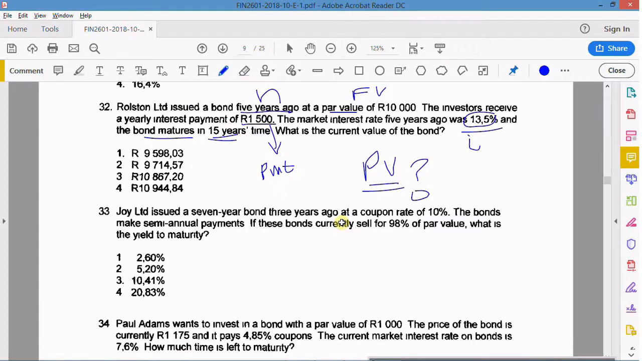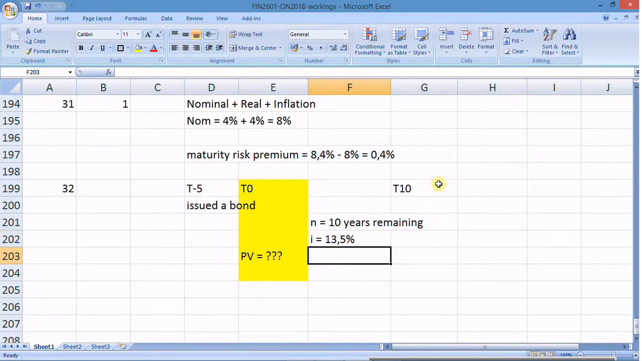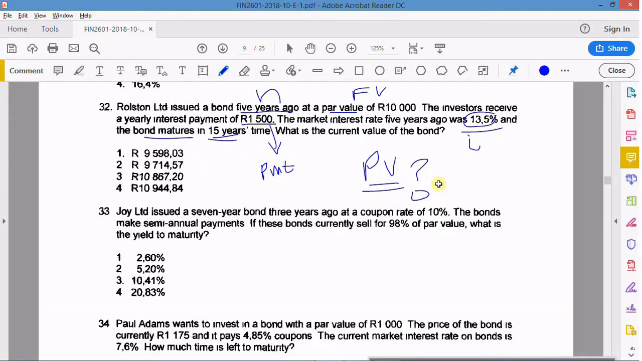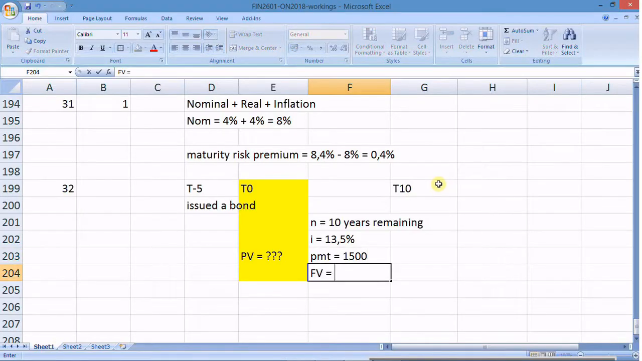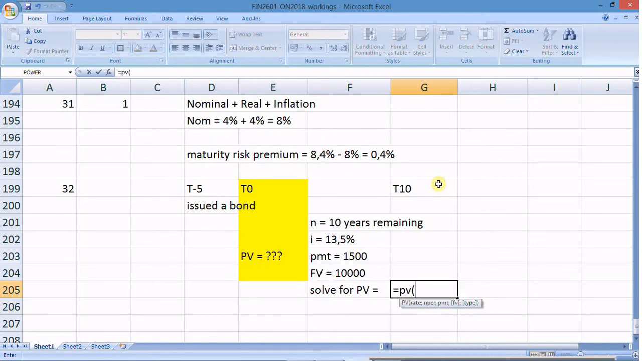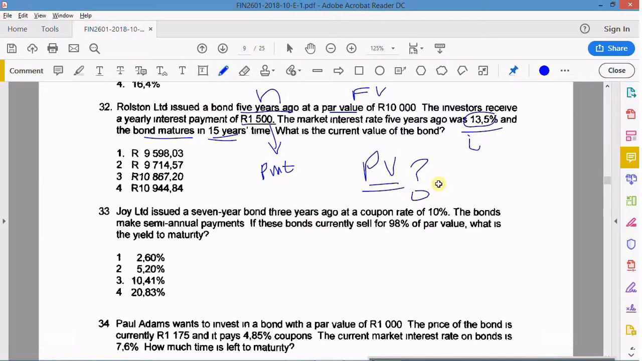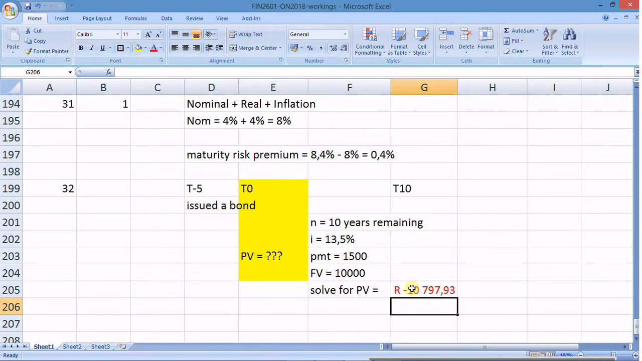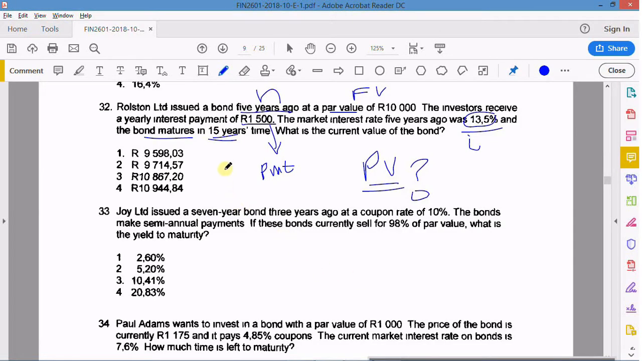The I was 13.5%. The PMT was given as 1,500. The face value or par value was given as 10,000. Solve for PV. Let's see what we get. The rate, the nominal, as well, but it's just 10 years. The payment, let's make it plus, so everything is plus, and the 10,000. Close brackets. 10,797. Not an option here. Let's just read it. It's yearly interest. That's fine.